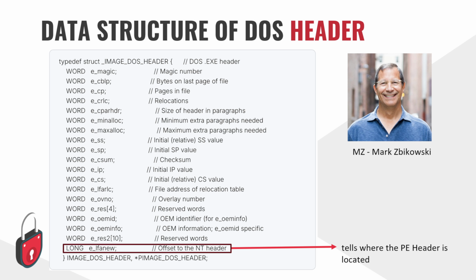Within the DOS header, there is a crucial field at the end which is known as e_lfanew, which is the offset to the actual PE header. This is how Windows locates the next step in the parsing process.